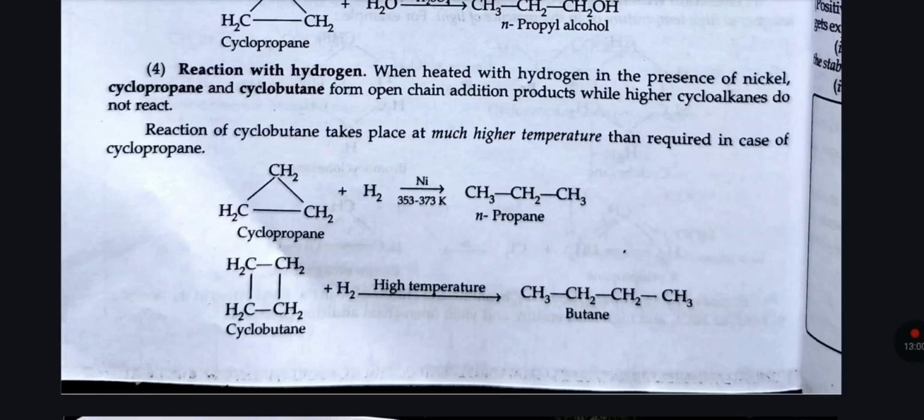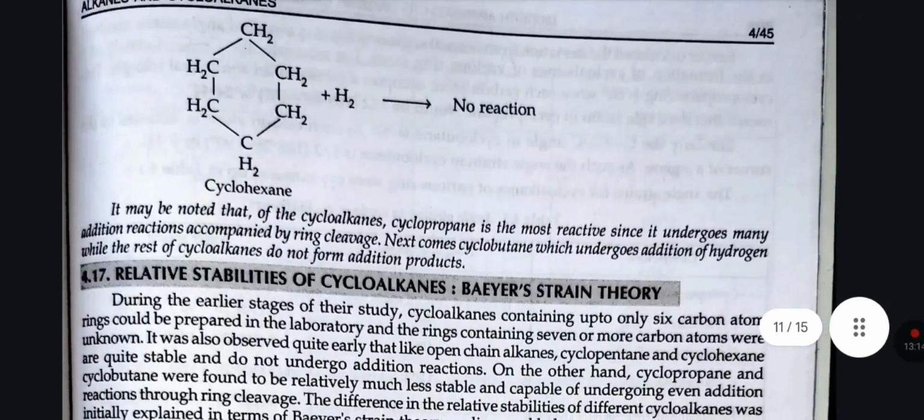Cyclopropane plus H2 in the presence of nickel at 353 to 373 Kelvin will give n-propane. Cyclobutane plus H2 at high temperature will give butane. Similarly, cyclohexane plus H2 will give no reaction. It may be noted that of the cycloalkanes, cyclopropane is the most reactive, since it undergoes many addition reactions accompanied by ring cleavage. Next comes cyclobutane, which undergoes addition of hydrogen, while the rest of the cycloalkanes do not, in theory.